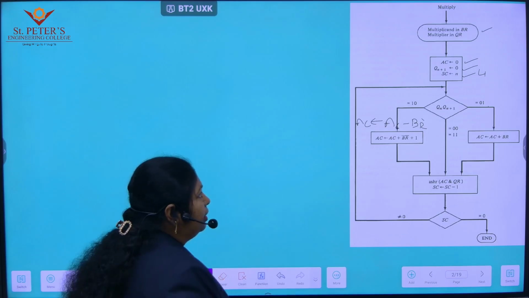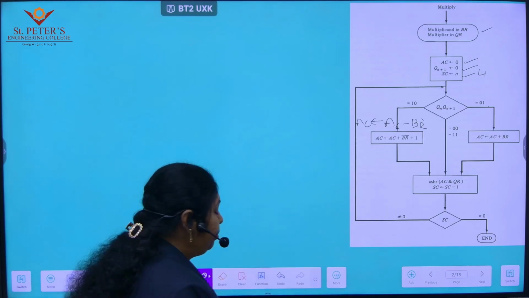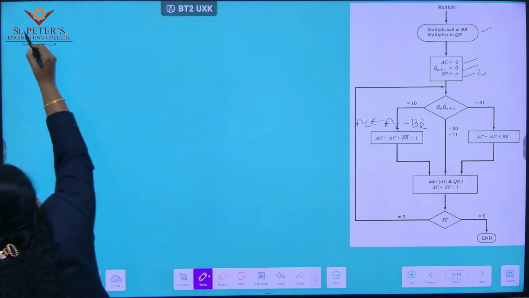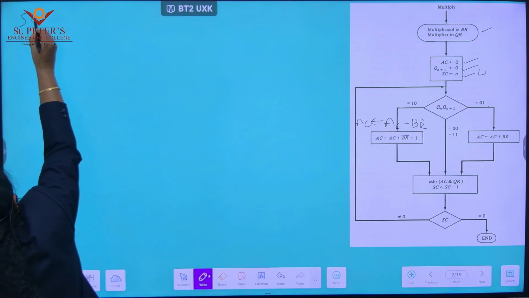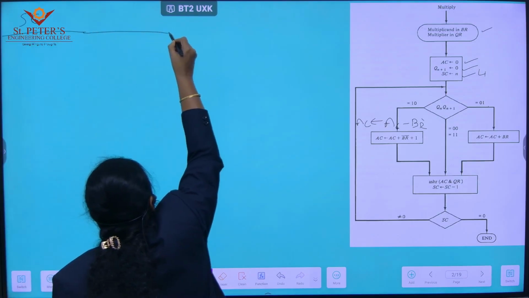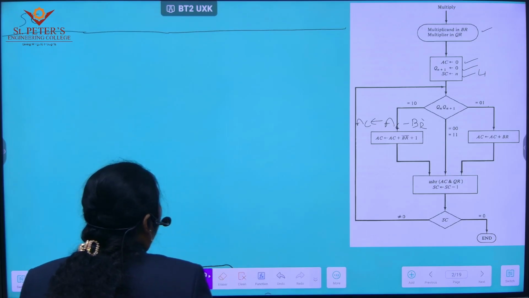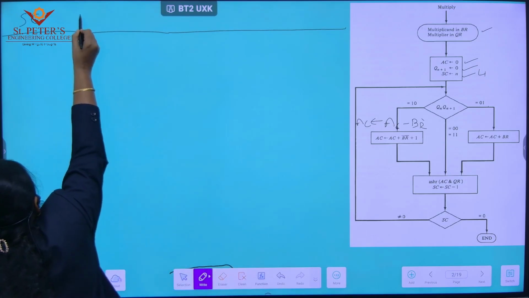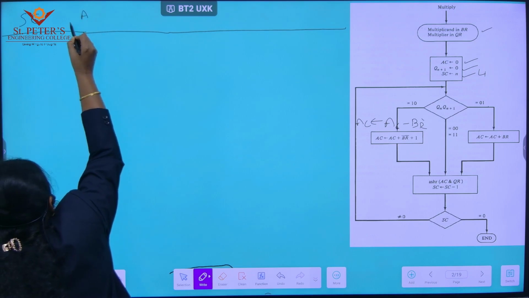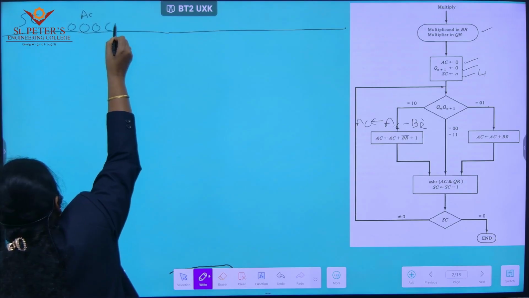Let us understand the flowchart with the help of an example, in an easy method. For that, first we initialize the sequence counter. We are taking all the bits and arranging them for easy understanding. Later on, we take the accumulator, which contains 4 bits, also represented with 4 bits.